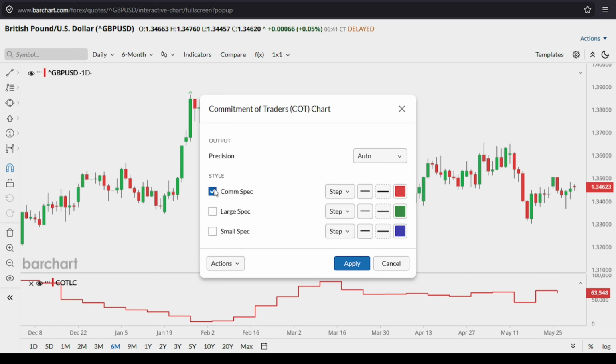There are various ways of subdividing this, but this is not our main topic of the day. So we are going to select the commercial spec. It is this one we're going to work with. This that is marked red, we're going to work with it. So this is the plot of the commercial spec of the commitment of traders chart.